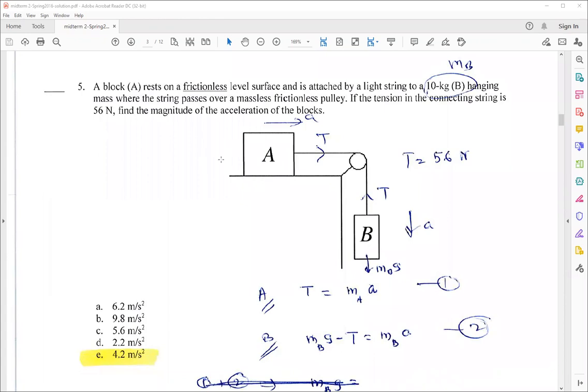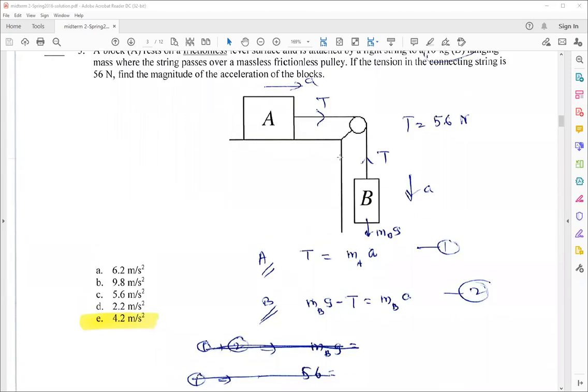Now, question number 5. A block A rests on a frictionless level surface and is attached by a light string to a 10 kilogram block B. Okay, so hanging mass, where the string passes over a massless frictionless pulley. Now, if the tension in the connecting string is 56 newtons, find the magnitude of the acceleration of the blocks. Now, same idea, we're looking for acceleration.